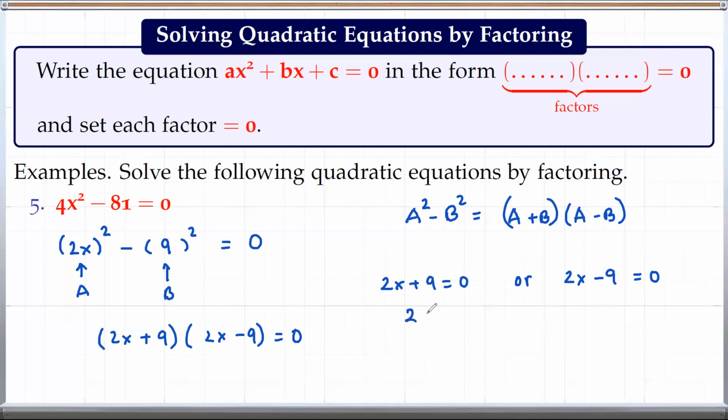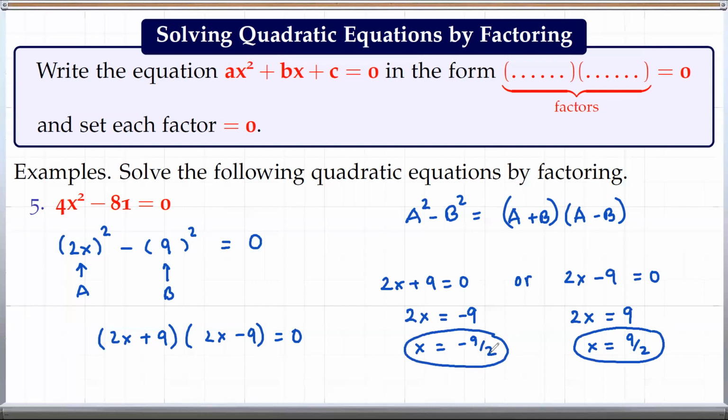Subtract 9 from both sides. In the first one, you get 2x equals negative 9. Then divide both sides by 2, you get x equals negative 9/2. And over here, add 9 to both sides, you get 2x equal to 9. And then divide both sides by 2, you get x equals 9/2. So we have these two solutions, negative 9/2 and 9/2.